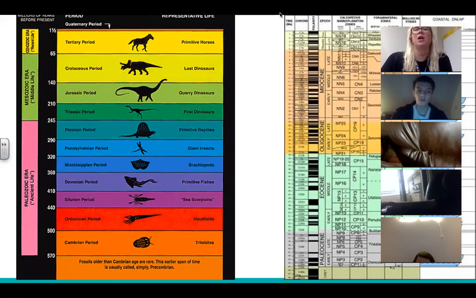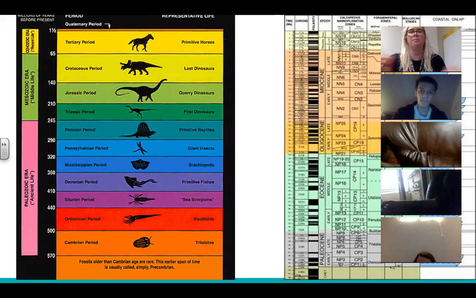What do you guys think? Why do we even classify geologic time into periods? Like, what is the point of breaking it up into periods? What makes a period special? Respond in the chat, please, or you can speak if you'd like. What makes a period special in geologic time? Why do we organize by periods?